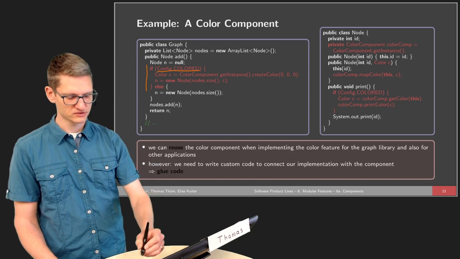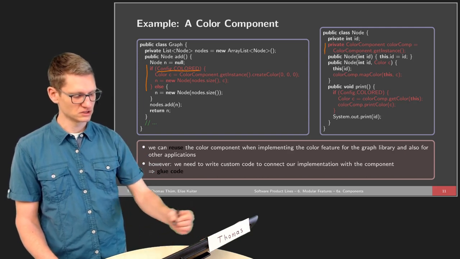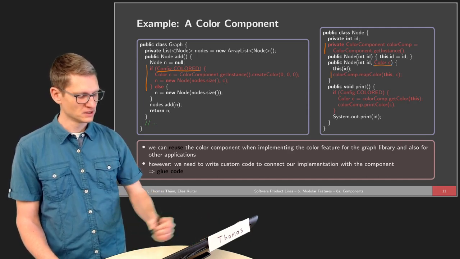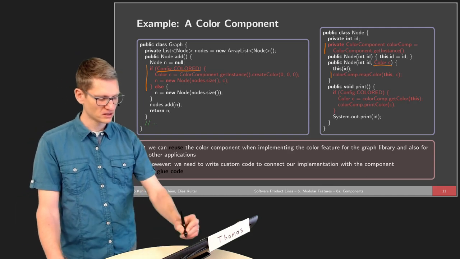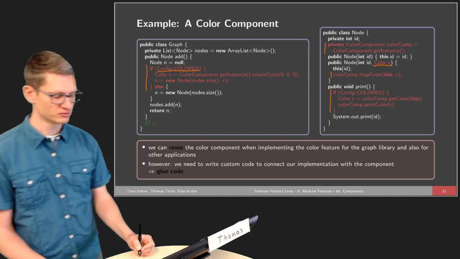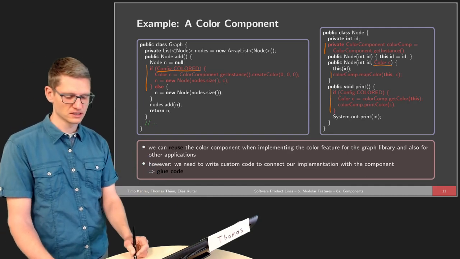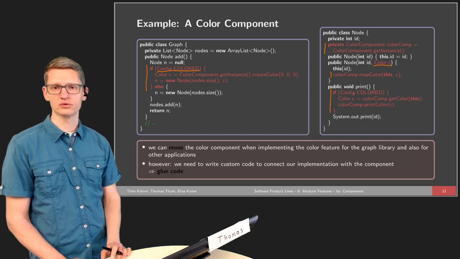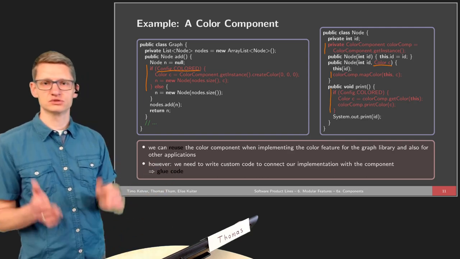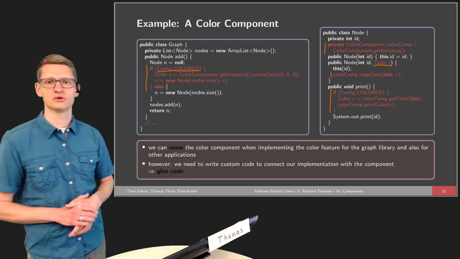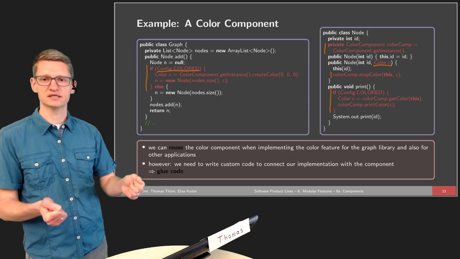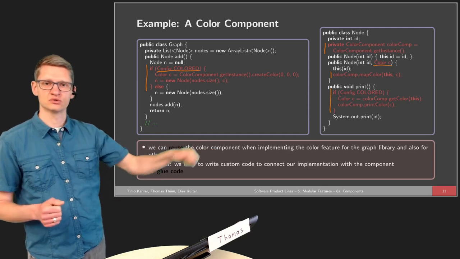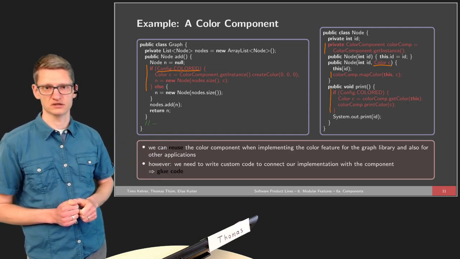So we do have some extra code. Whenever we add new nodes, we need to assign them a color. We have some additional parameter here, some additional code to map colors, and whenever we print out something, we need to do something. This is a very common situation when it comes to reuse of components: in order to be able to reuse a component, we need to provide some additional implementation to connect our existing product to that very component and to reuse the functionality of that component.